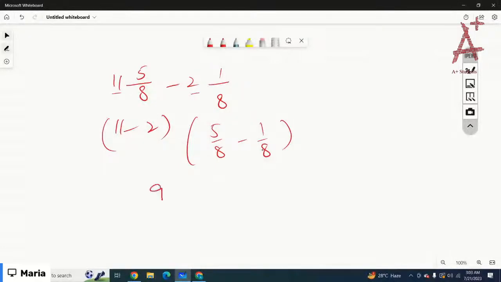11 minus 2 is 9. 5 minus 1 is 4 over 8. Also, you can divide both numerator and denominator by a common divisor, that would be 4. So 4 divided by 4 is 1 and 8 divided by 4 is 2. So the correct option is 9 whole 1 over 2.